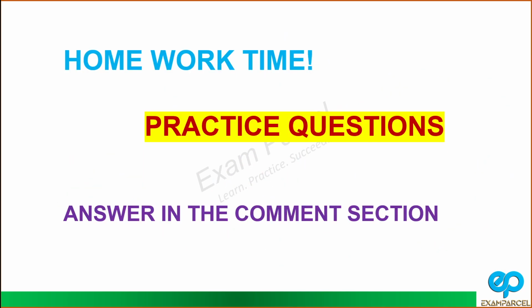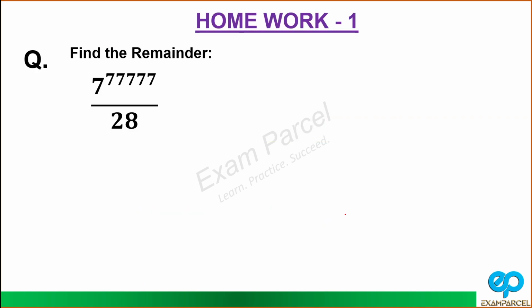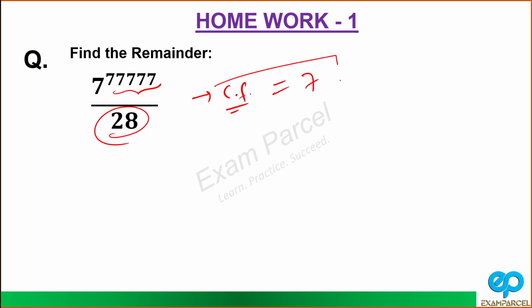Okay, so now I have some practice questions for you. Homework time. Please answer it in the comment section. So the question is 7 raised to the power 5 sevens divided by 28. So the cancellation factor would be, you can cancel out one 7, right? So the cancellation factor would be 7. So this is a hint for you, and you can solve it further.